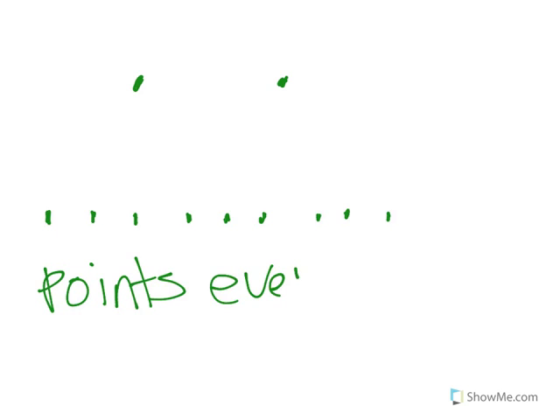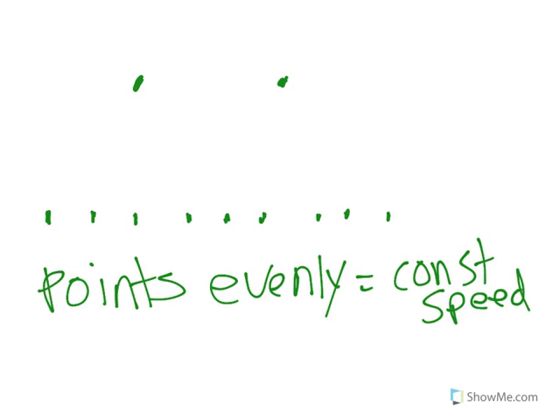Now, the important thing, hopefully, you took away from the lab is that if these points are evenly spaced, then they mean they go at a constant speed. So if the points are evenly spaced, it's constant speed. So that's hopefully what you took away from it. We did a lot more with this, though. We tried to actually figure out what their speed was. We did a scale factor.